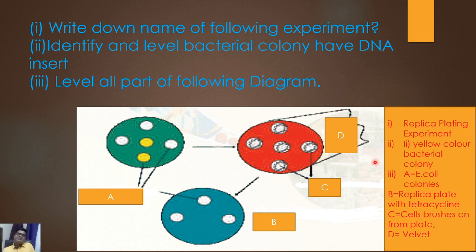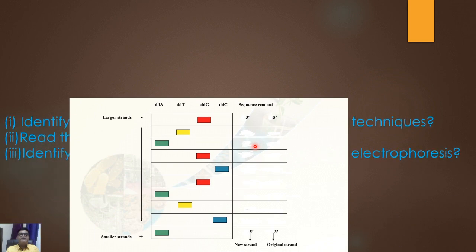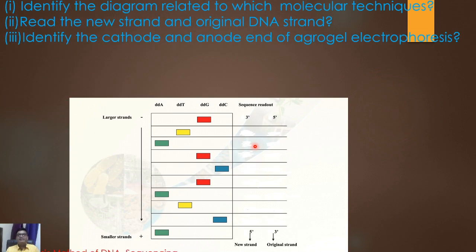So that is a replica, just similar to the bacterial colonies actually present in the media or petri dish that contains the media where there is growth of bacterial colonies, and we put the velvet cloth on it and observe the bacterial colonies on that cloth. So that is C, cell brushes on foam plate, means from the plate it is going to transfer onto that velvet cloth.